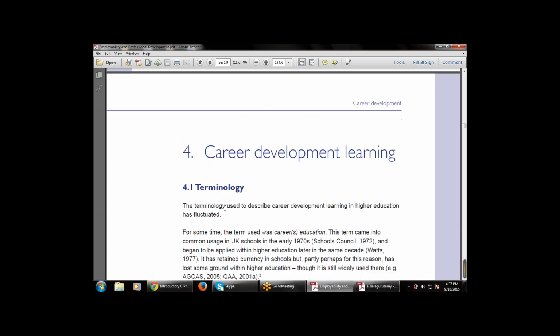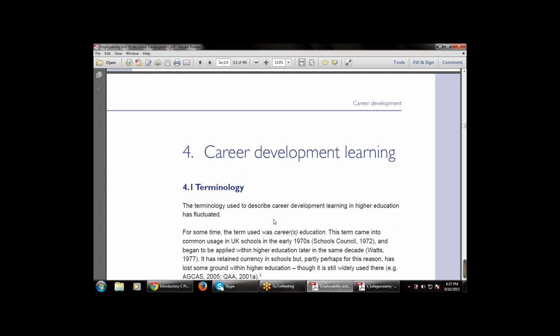So the terminology used to describe career development learning in higher education has fluctuated. Whatever term is used to describe career development learning in higher education has fluctuated. For some time the term was career education, that is, the various aspects used for the career. For some time the term used was career development or career education. This term came into common usage in UK schools in the early 1970s, School Council 1972, and began to be applied within higher education later in the same decade.